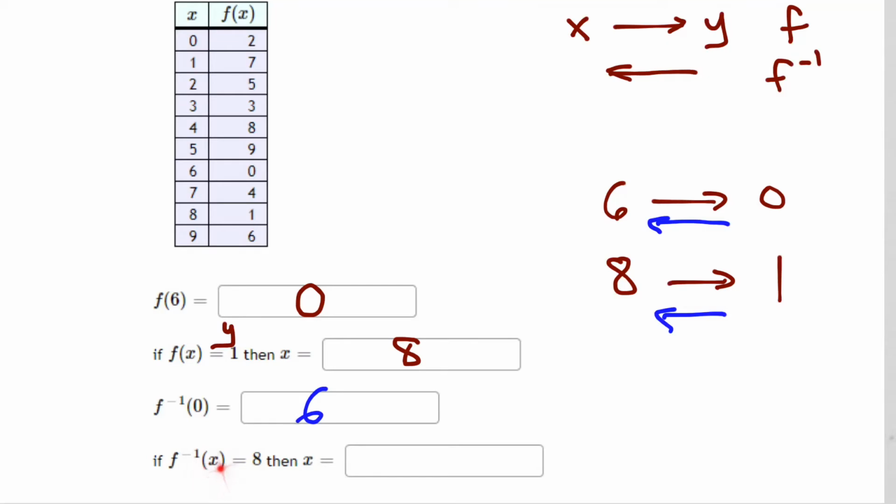And then if I look down here at the last question, it says f inverse of x is equal to 8. So I'm given the output, and I want to find out the input. So I'm looking at my blue arrows. Here I can see input is 1, output is 8. Okay, so the input that gives me an 8 is this 1 here. So it's 1.